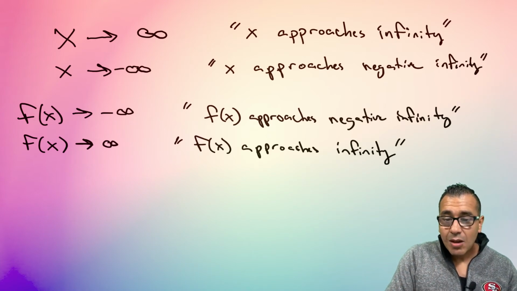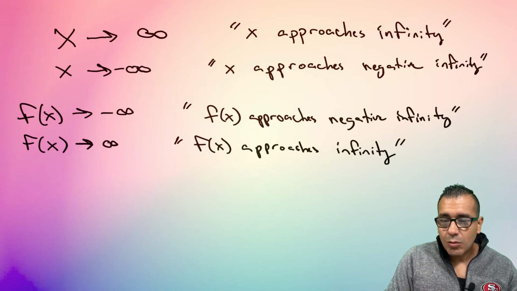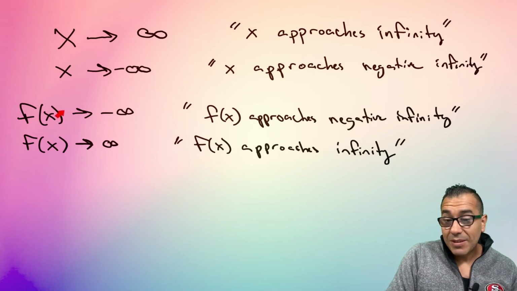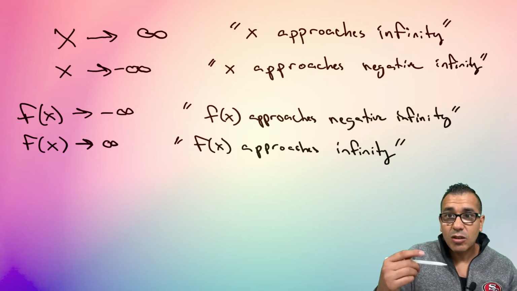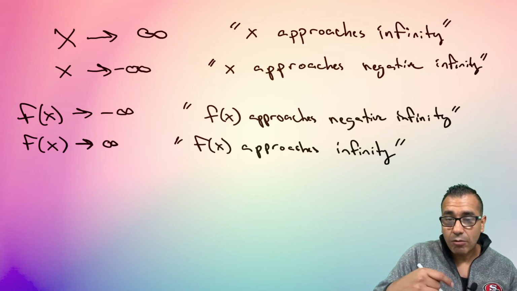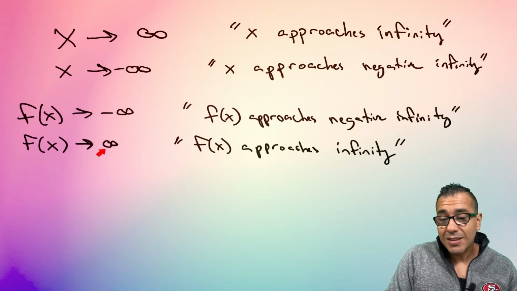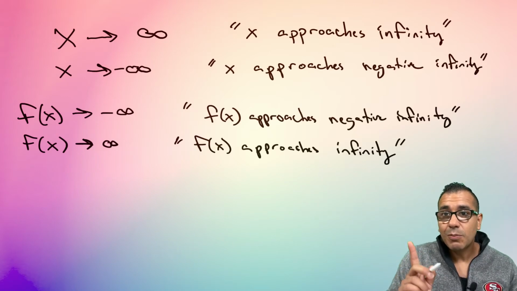F of x represents the height. So f of x approaches negative infinity. That's what this means right here. And so that means your height approaches negative infinity. So you would see your function going down. F of x approaches positive infinity, right? So that would be represented by the graph going off to positive infinity.